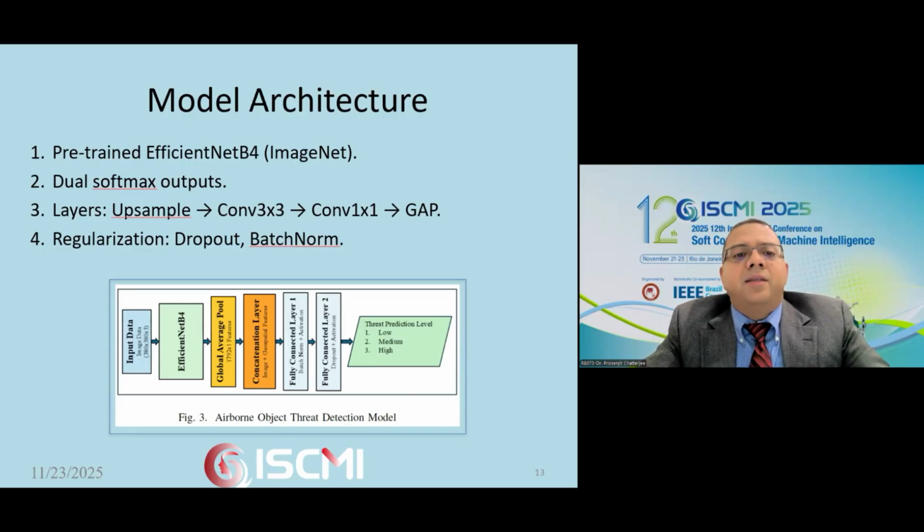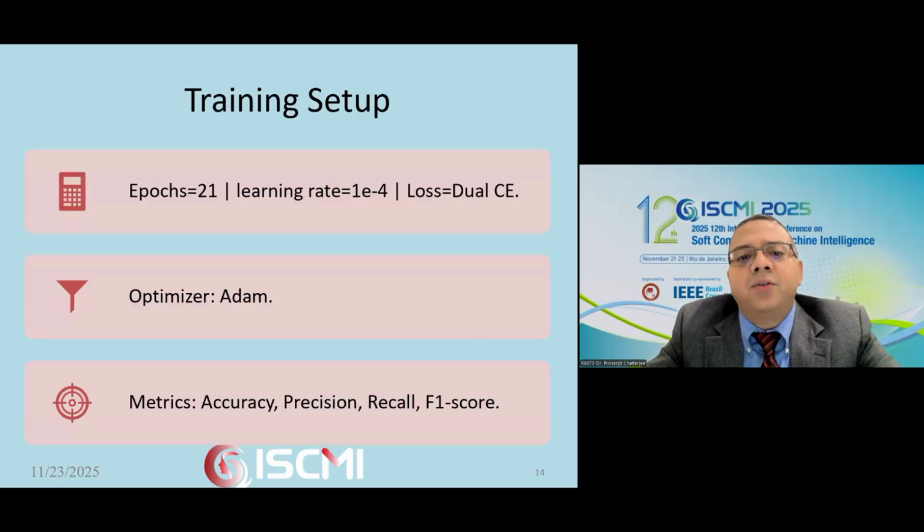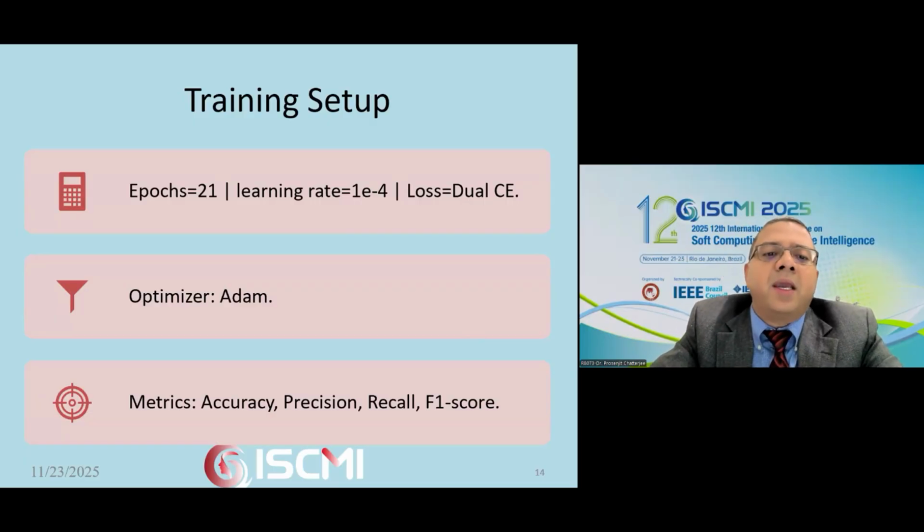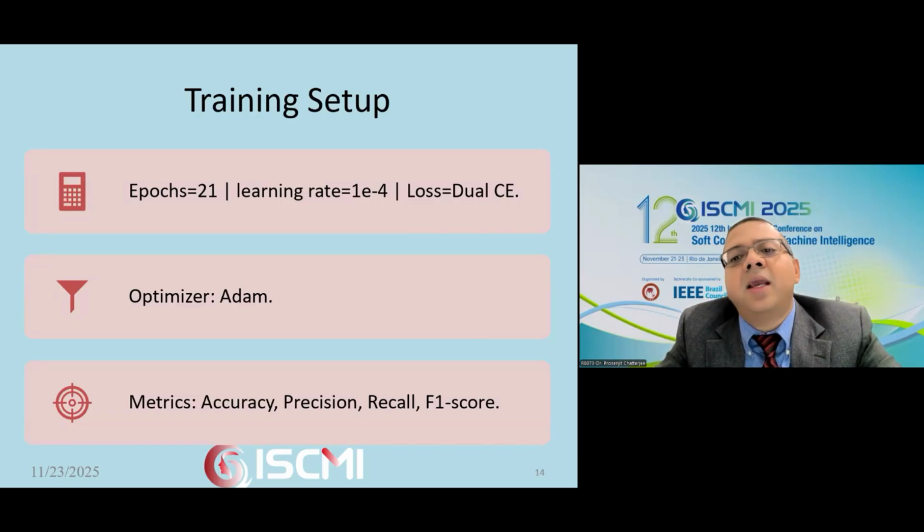In our training setup, we use the Adam optimizer, maintain a learning rate of 0.0001, and use 21 epochs. We also implemented categorical cross-entropy loss for each output: one is threat level and the other is classification level accuracy. For evaluation metrics, we use precision, recall, and F1 score. Again, the training was performed using a GPU-enabled environment.